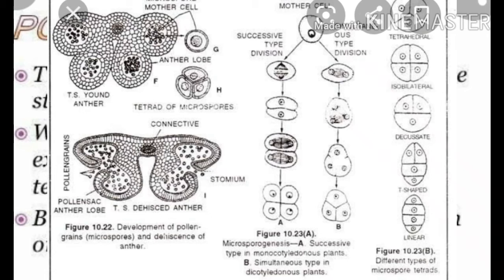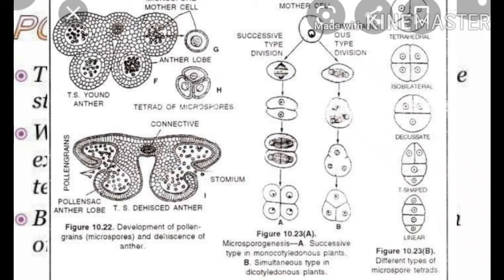I am repeating. In this type, the first meiotic subdivision is not followed by wall formation, eliminating the formation of a dyad. After second meiotic subdivision, callose walls are laid in such a manner as to give rise to a tetrahedral tetrad. Such tetrads are common in gamopetalous dicotyledons.